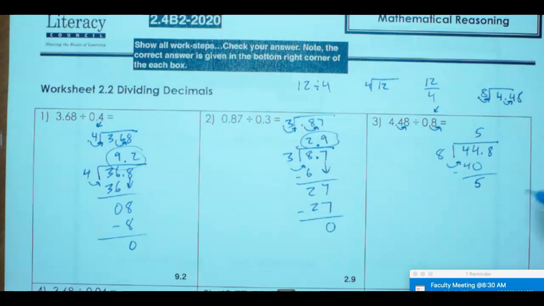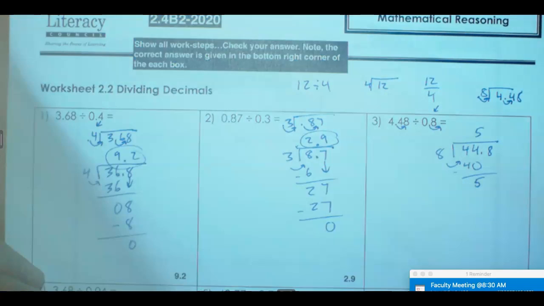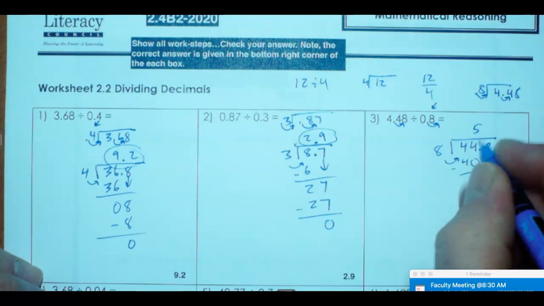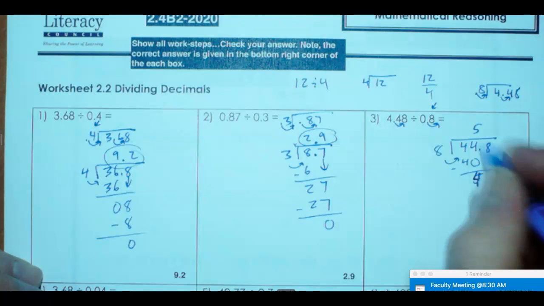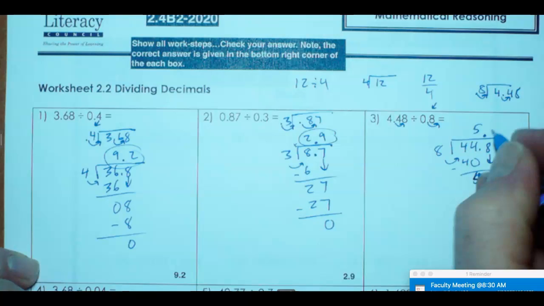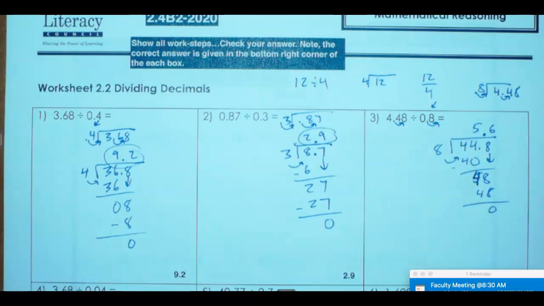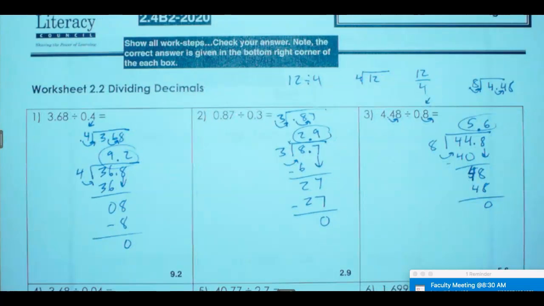I did that wrong. Sorry about that. 4 minus 0 is 4, not 5. I took the 5 up here. Sorry. Bring down the 8. We've got 48. 8 is going to go into 48 6 times. 6 times 8 is 48, and we zero that out. 5.6. 5.6 down here. Let's do one more.